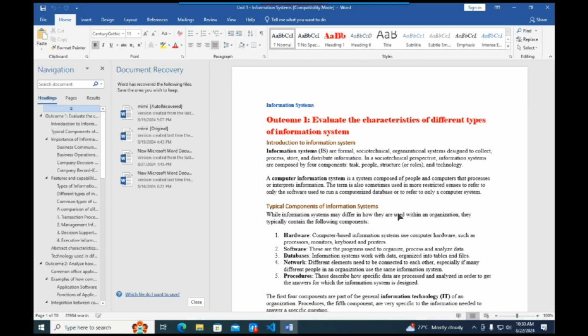Then technology. What technology is used in processing the information? What technology is used in distributing the information? What technology is used also in making sure that we are able to collect the information? So basically, that's it about information systems.